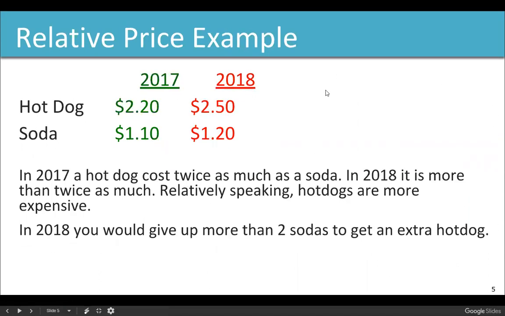So here's another example. In this case, hot dogs were twice as much in 2017, but now in 2018, the hot dog is a little more than twice as much. So you have to give up more than 2 cups worth of soda to have the amount of money you would need to buy a hot dog. So that changes your thinking a little bit. Relatively speaking, a hot dog is more than twice as much, so hot dogs, relatively speaking, are more expensive.